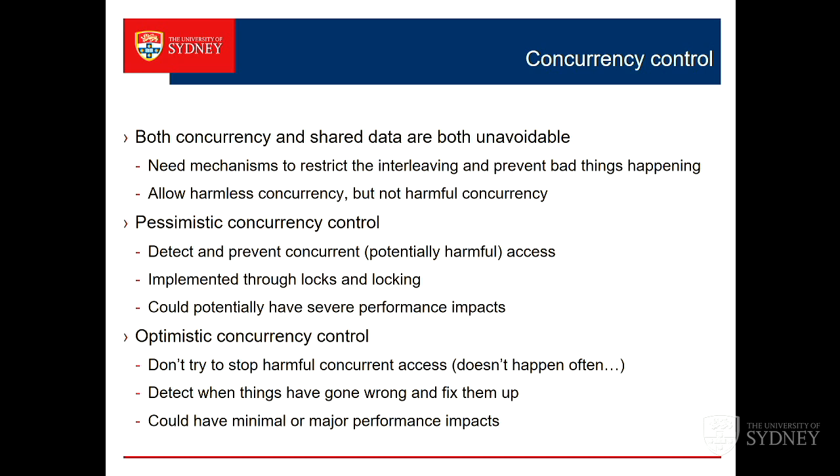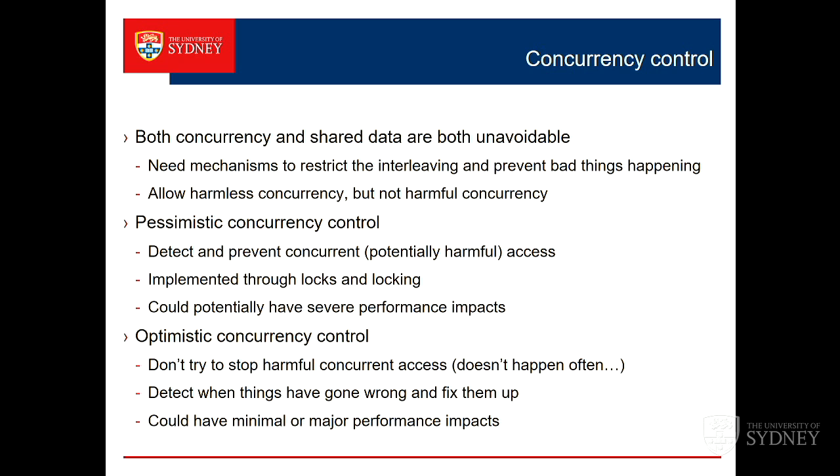Optimistic concurrency control. Don't you worry about it, it'll all be all right. Okay? Optimistic concurrency control. Let's assume bad things don't happen, because in practice we say they don't happen very often. So why are we going to all this overhead of pessimistic concurrency control to stop something which doesn't happen very often?